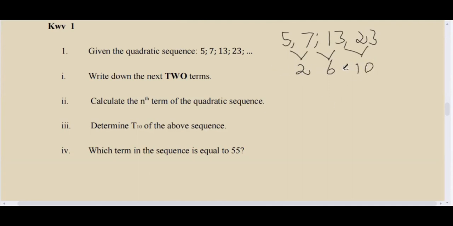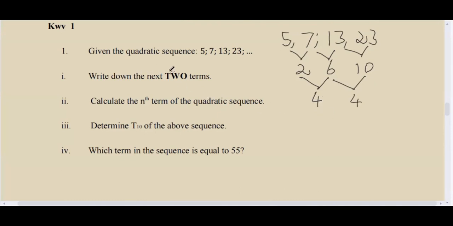Look at this first difference. This is actually an arithmetic pattern. So there is a relationship between a quadratic pattern and an arithmetic pattern. Then let's look at the second difference here. We're going to say 6 minus 2, that gives us 4, and then 10 minus 6, that also gives us 4. So we have a constant second difference.